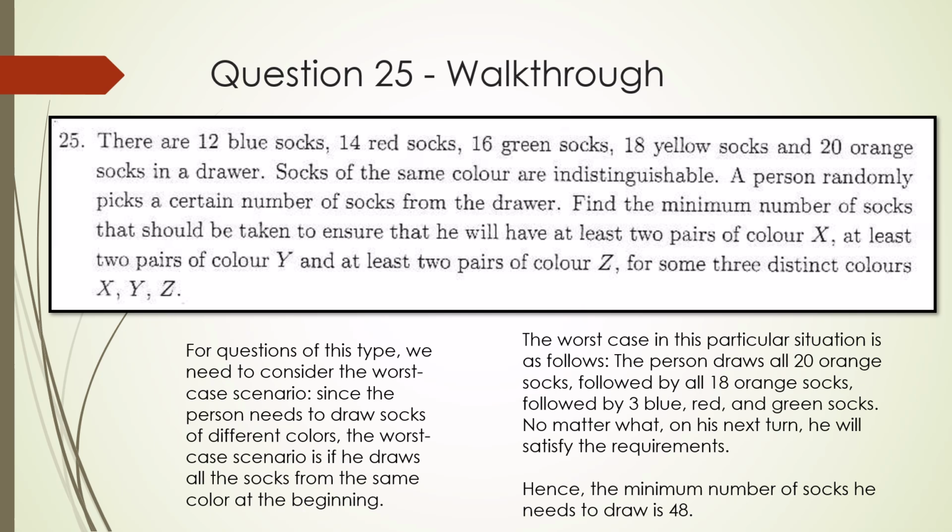2 pairs, notice this. 2 pairs means 2 sets of 2, which means 4 socks. Then after drawing all the orange and all the yellow socks, he can draw 3 blue, 3 red, and 3 green socks. This is the absolute worst case scenario. But no matter what, in this scenario, on the next turn, whatever sock he draws, blue, red, or green, he will satisfy the requirements. So the minimum number he needs to draw is 48. So that's the sort of approach for these kind of questions. You just need to think about what's the worst case scenario and use a bit of intuition.